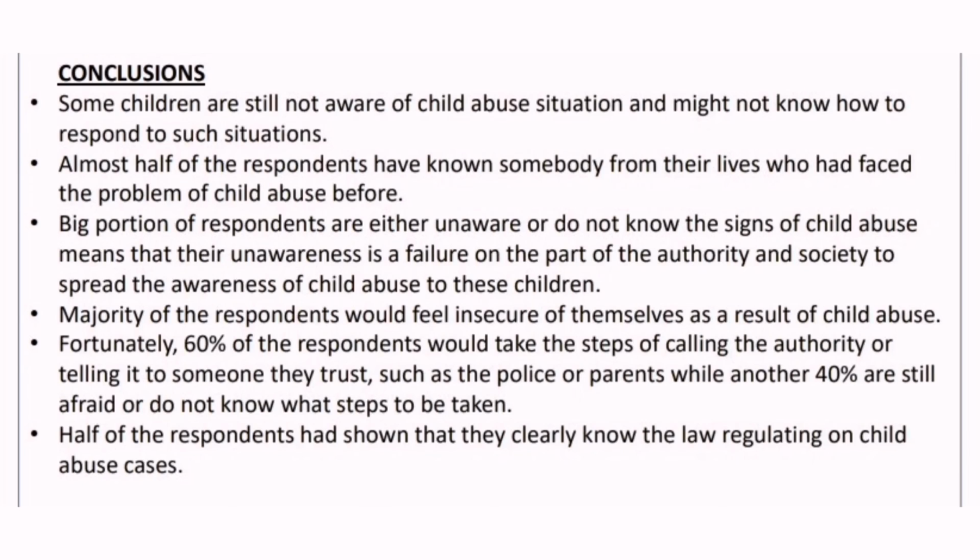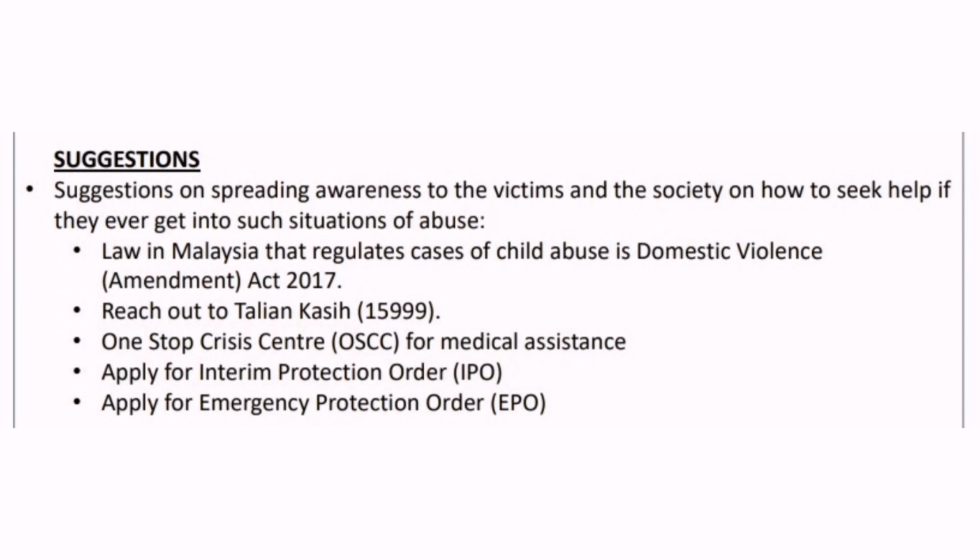It also shows that half of the respondents clearly know the law regulating child abuse cases, although they might not know the details of it. But it is a relief that they are aware that there are laws and punishments provided for child abusers and the victims would be surely protected by law in Malaysia. Therefore, the suggestion to stop child abuse is by seeking protection through law, which is the Domestic Violence Amendment Act 2017, which is specifically enacted for the management and prevention of child abuse cases.